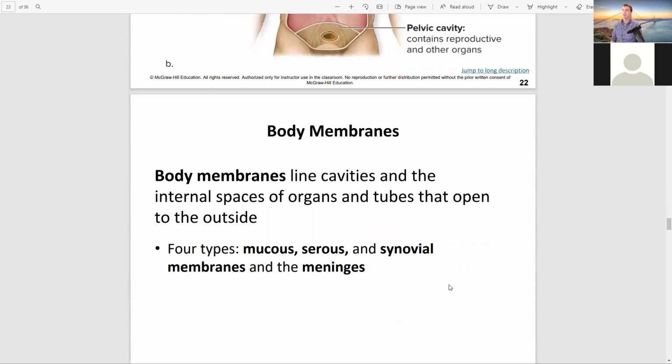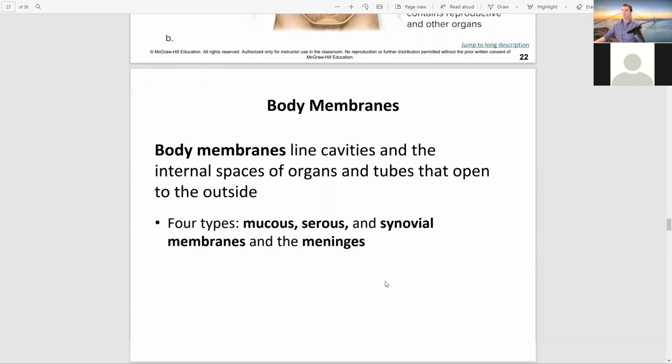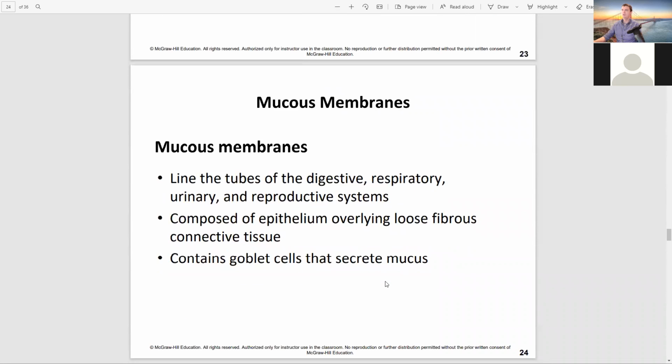So body membranes line cavities and the internal space of organs and tubes that open to the outside. There are four types: mucous, serous, synovial membranes, and the meninges. The mucous membranes line the tubes of the digestive, respiratory, urinary, and reproductive systems. These are composed of epithelium overlying loose fibrous connective tissue, and they contain goblet cells that secrete mucus.